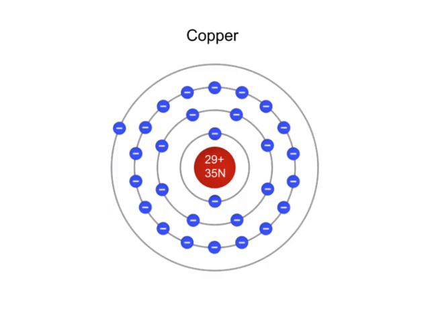The copper atom has 29 positively charged protons and an equal number of electrons in various shells orbiting its nucleus. After filling the first shell with 2 electrons, the second with 8, the third shell with its maximum 18 electrons, the outermost shell of copper is occupied by a single electron.